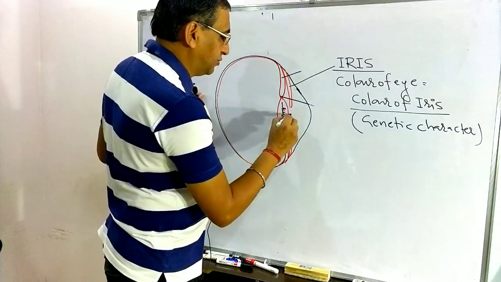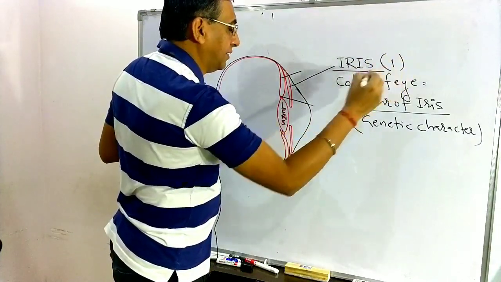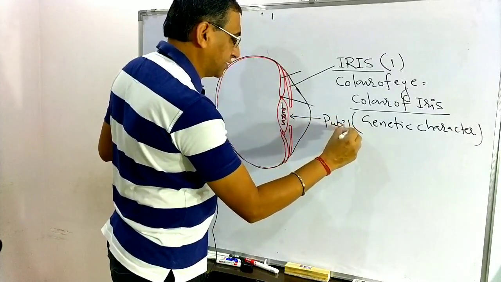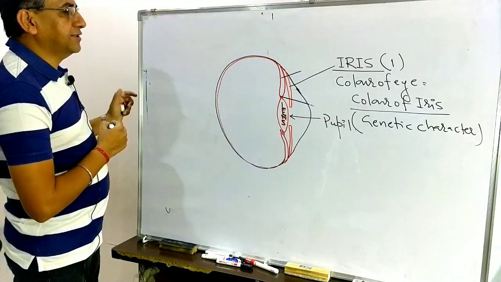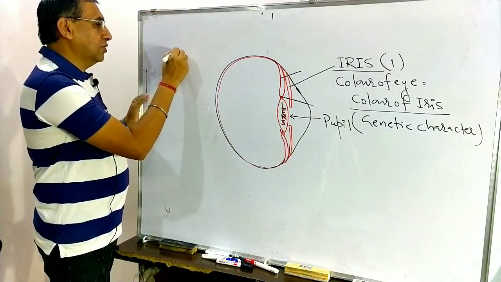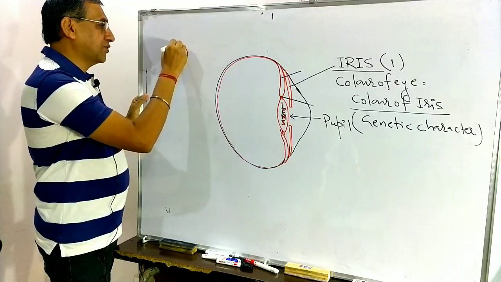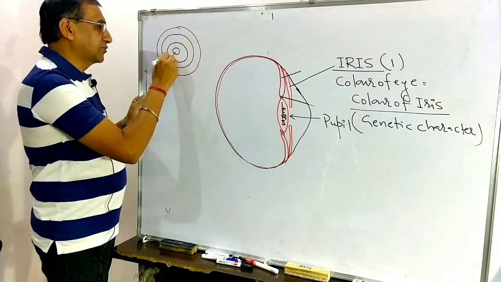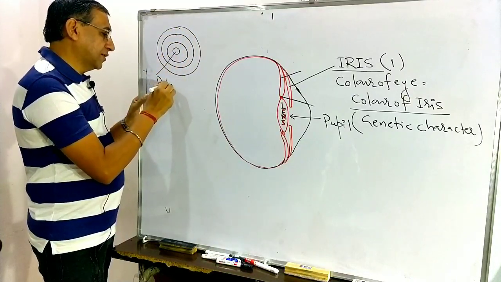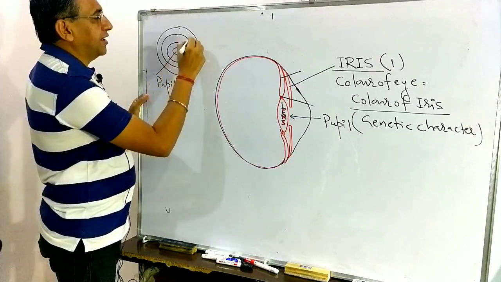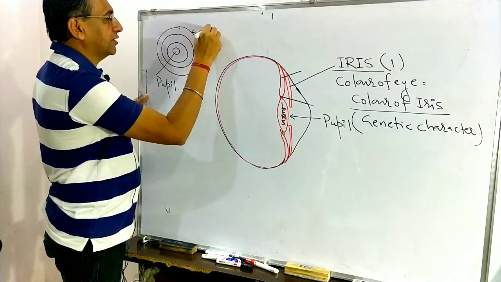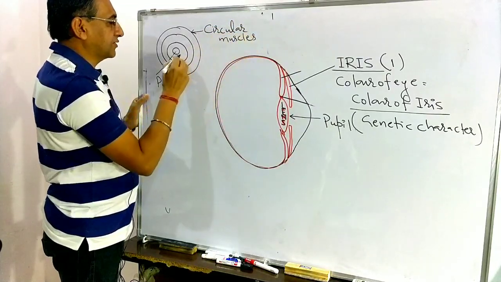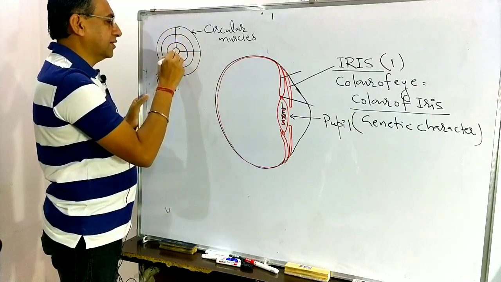Now see, the space in the iris, one in each eye, is known as the pupil. In the iris, two different types of muscles are present. This one is the space known as the pupil. It has two types of muscle. The first one is known as the circular muscles, and they also have the radial muscles.